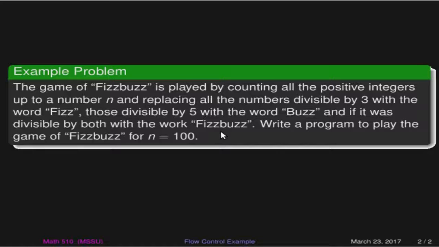So pretty simple game, pretty straightforward. You can see that basically this is just checking conditions, and so it's going to involve some logicals, and it's going to involve some loops. Pretty simple, but kind of an interesting game to play. So what we want to do is write a program to play this game for n up to 100.